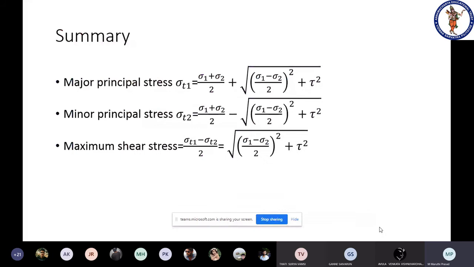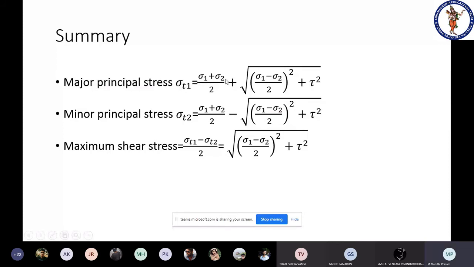Here these are the equations which develop when sigma 1 and sigma 2 are tensile stresses. Suppose a body is given, and on that body one compressive stress and one tensile stress are acting. Whatever tensile stress we have will be considered as positive, and compressive stress is considered as negative. Suppose along the x-axis you have tensile stress, it is sigma 1, and along the y-axis you have compressive stress, then it will be sigma 1 minus sigma 2.